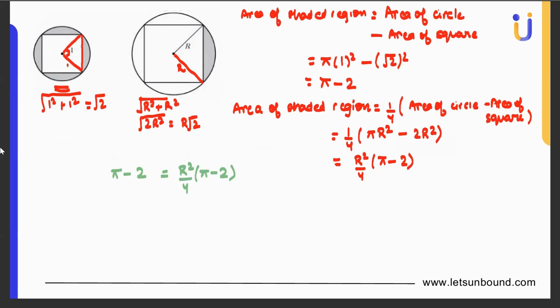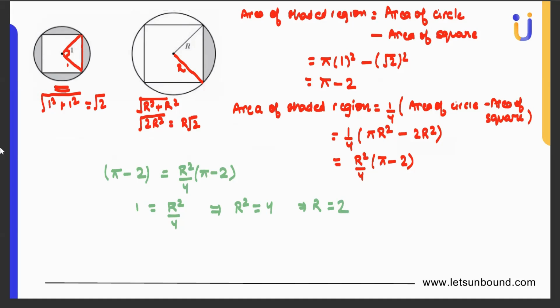So pi minus 2 is equal to r square by 4 times pi minus 2. Since pi minus 2 is multiplied on the right hand side, we can directly cancel it. I'll be left with 1 is equal to r square by 4. It's basically pi minus 2 being divided on the other side. Because it's a quantity, we can do that. It makes our calculation very, very easy. So r square is 4. R will have a value plus minus 2, but obviously r cannot be negative. The value of r is 2.